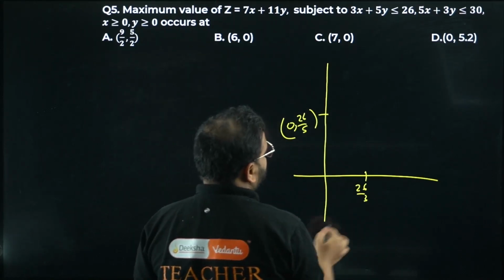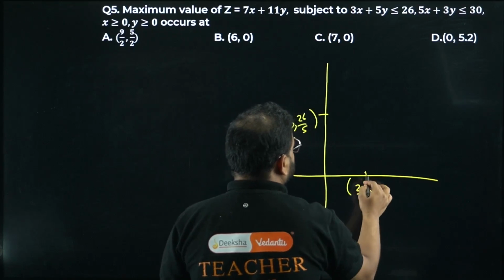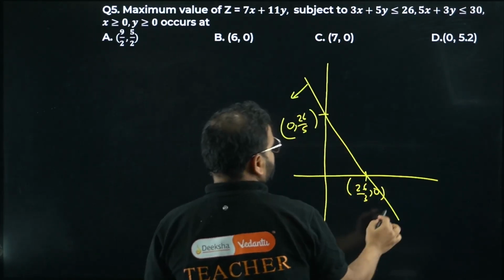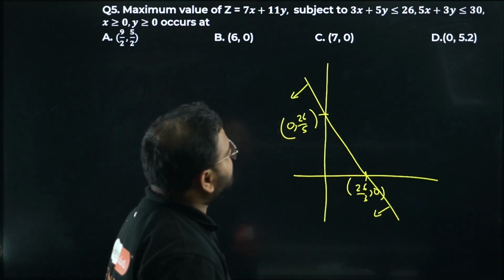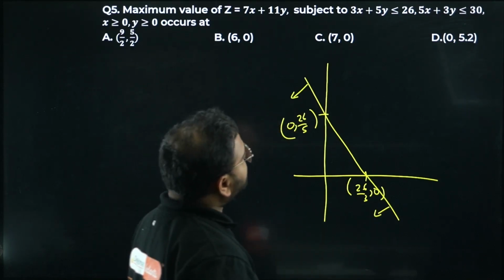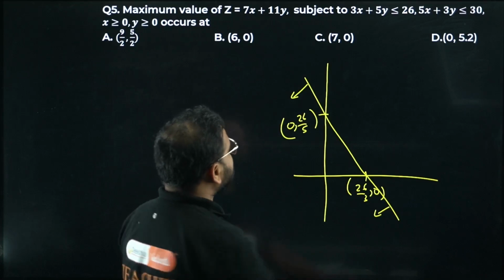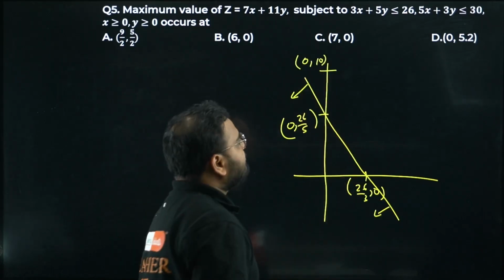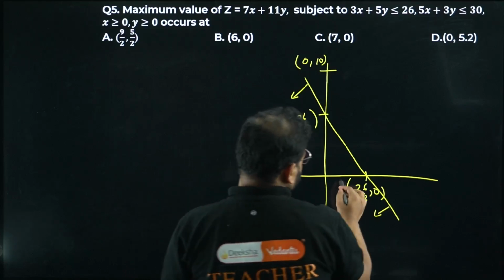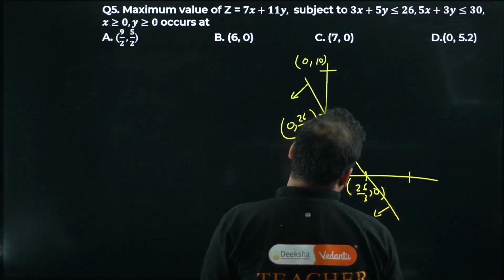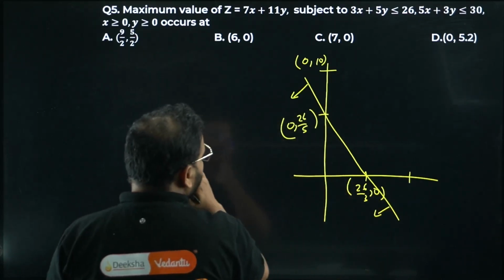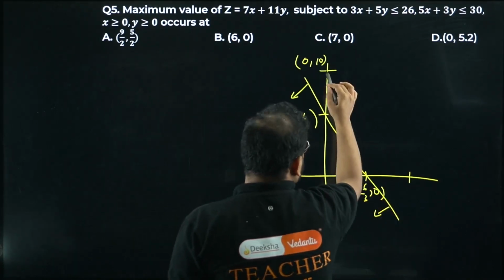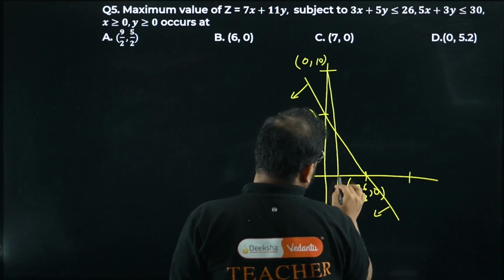Great. This is your line. Less than or greater than? Less than means below this. Alright, what next we have? 5x plus 3y. When x is 0, y will be 10, somewhere over here. Please check, (0, 10) I have. When y is 0, x will be 6, somewhere over here, on this point.